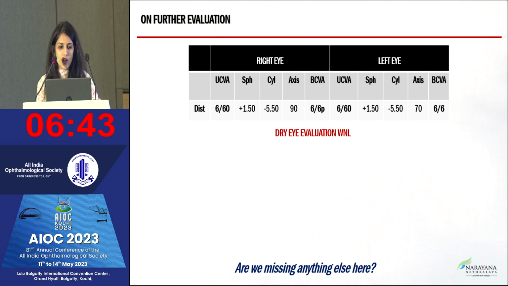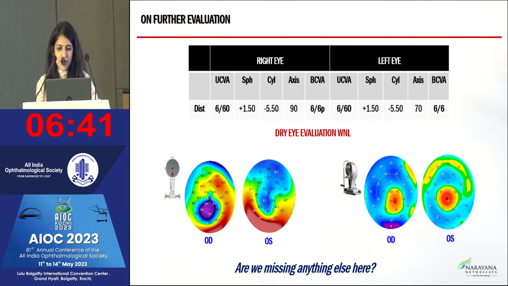And on examination, the dry eye evaluation was normal. This was her refraction: it showed a minus 5.5 cylinder in the right eye, and similarly in the left eye. But are we also missing anything else here?